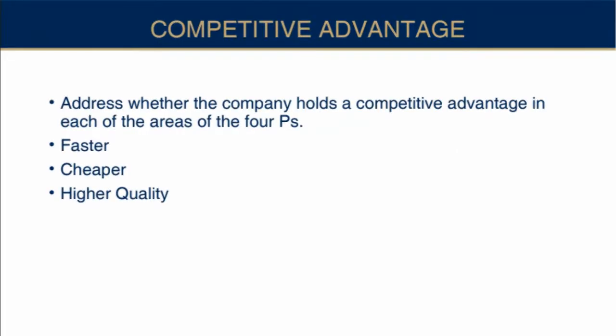Here it is: competitive advantage. Is it faster, cheaper, or higher quality? And this is where you'll want to state what your product recommendation is, what your product has. Is it one of these 3 areas or more than one? And that's where you'll be able to clearly demonstrate the type of competitive advantage your company holds and your product holds.